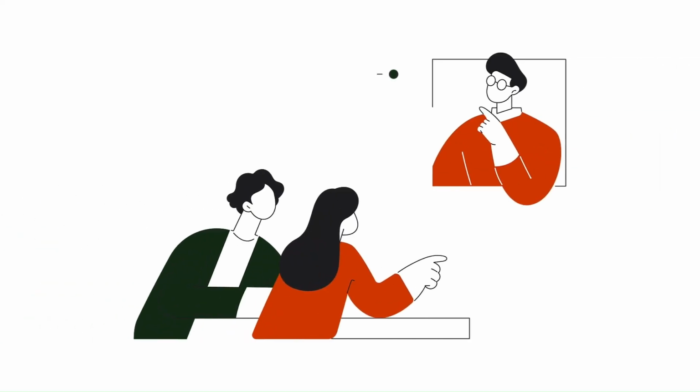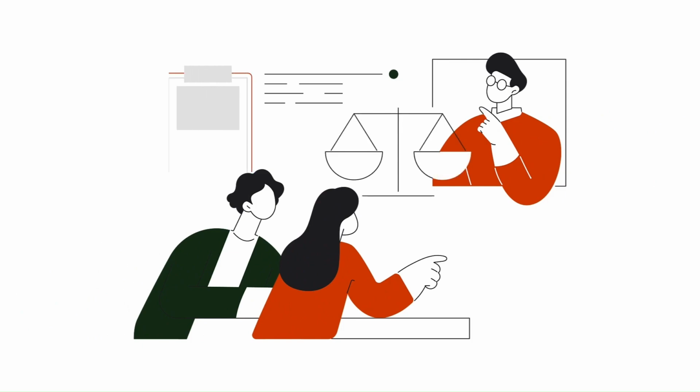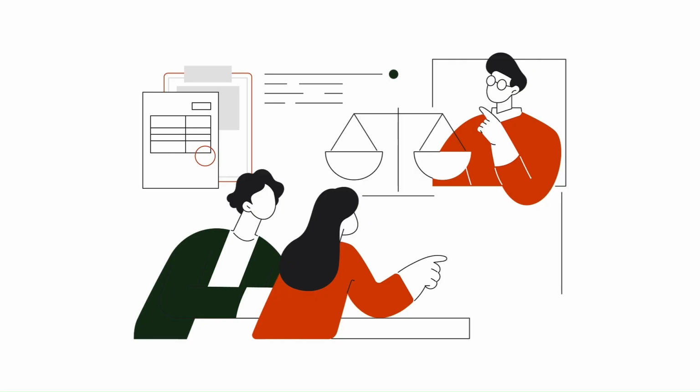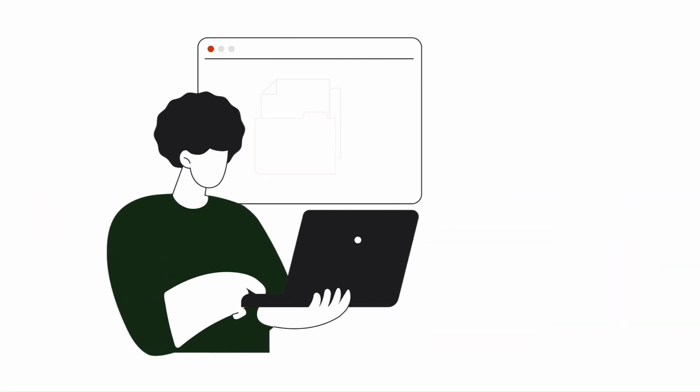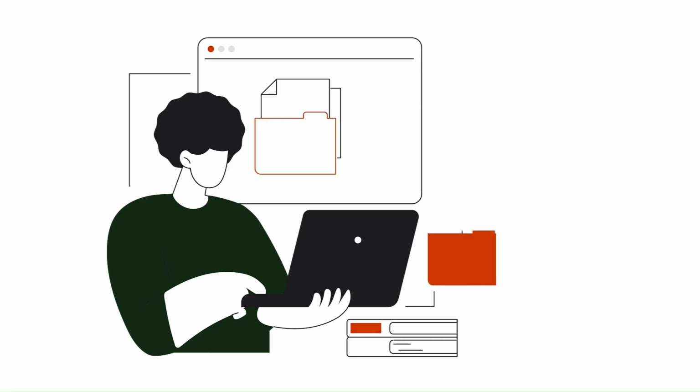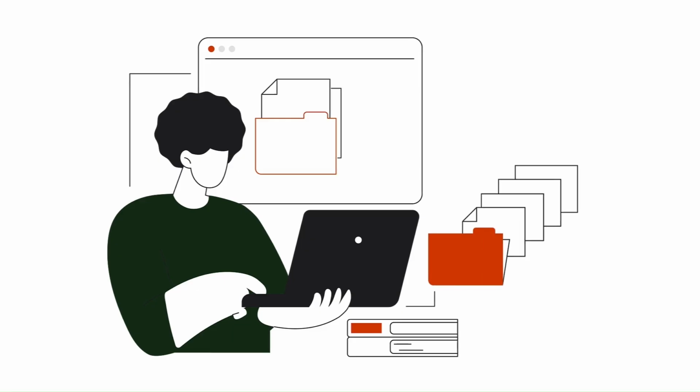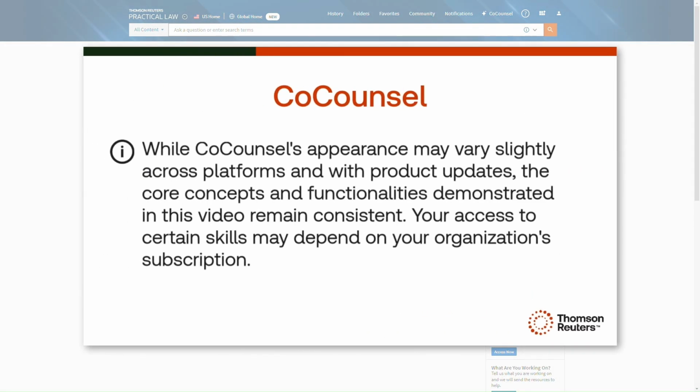Legal professionals are increasingly facing pressures and challenges such as the need for greater efficiency and productivity, the demand for quick responses to legal questions, and the inherent risks of missing critical issues in their practice. Search and Summarize Practical Law is a generative AI-based question-and-answer tool that significantly enhances access to the legal expertise found in Practical Law. While CoCounsel's appearance may vary slightly across platforms and with product updates, the core concepts and functionalities demonstrated in this video remain consistent.